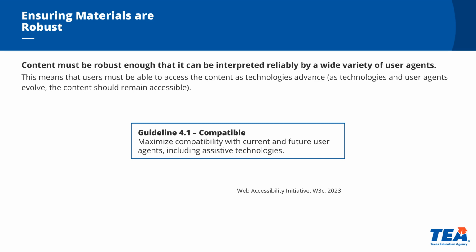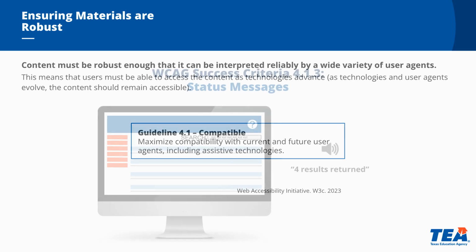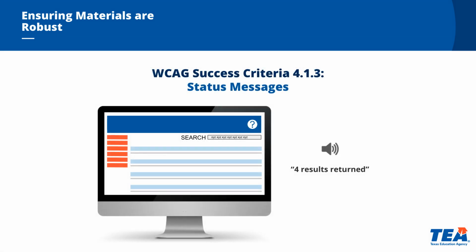Let's look at a common error related to robust. When considering robustness of a site, one of the most common errors is the lack of or inconsistency in the use of status messages.